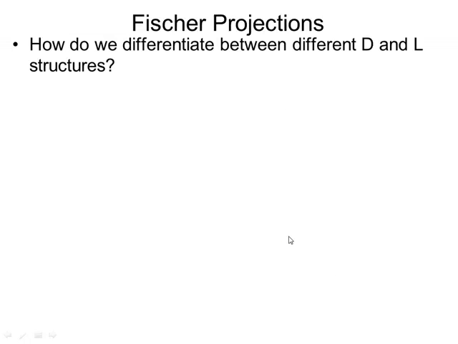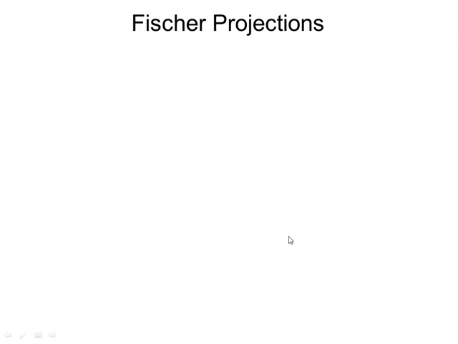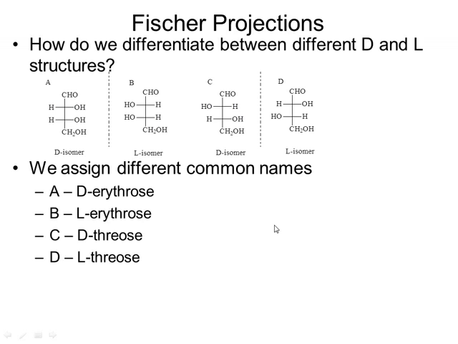Then you might ask, how do I differentiate between them? I've got 2 L's and 2 D's now, Steve. What do I do? Well, we have common names for them. We just give them different common names. This is called D-erythrose. This is called L-erythrose. This is important to realize. These are enantiomers. In order to be enantiomers, every chiral center has to be flipped. You see how they're mirror images, right? The hydroxyl group on the left, left, right, right. They have to have every chiral center flipped.